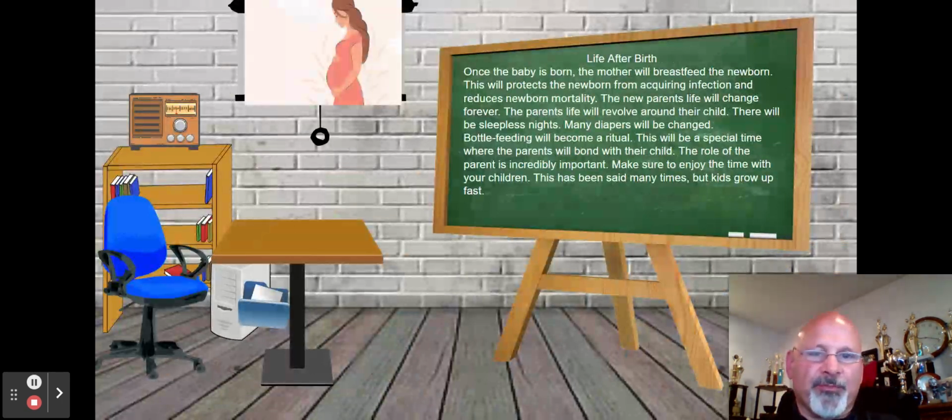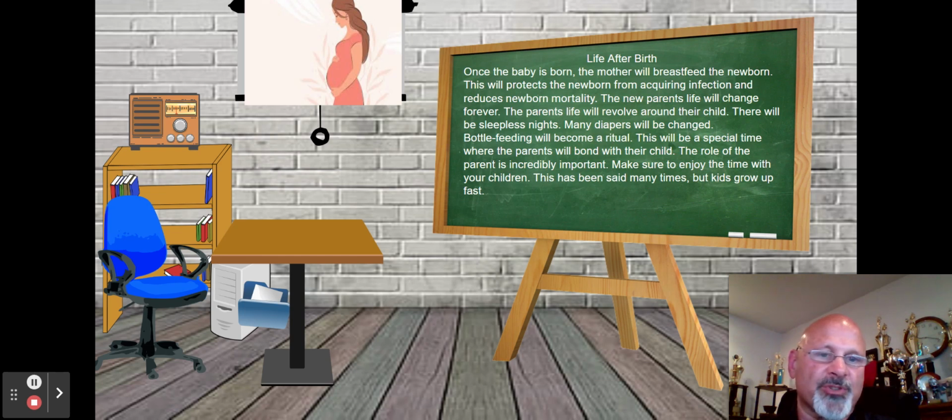Life after birth. Once the baby is born, the mother will breastfeed the newborn. This will protect the newborn from acquiring infection and reduces the newborn's mortality. The new parent's life will change forever. The parent's life will revolve around their child.